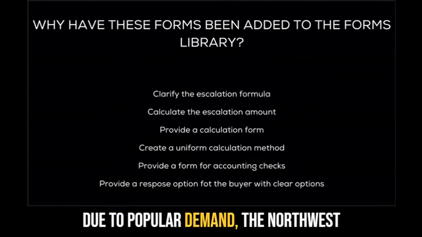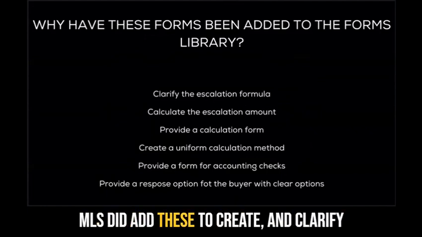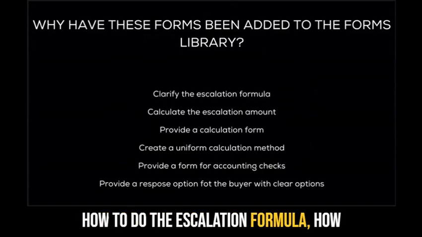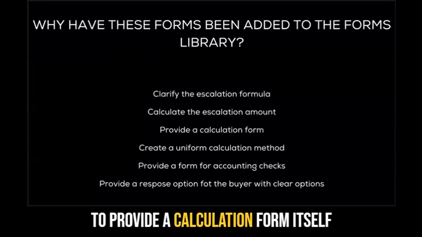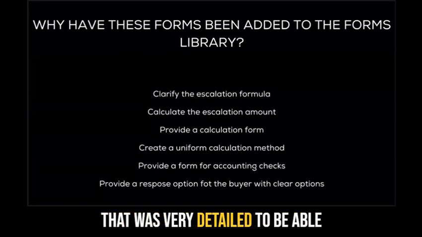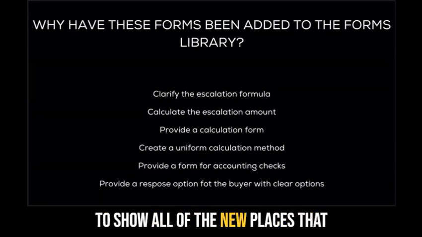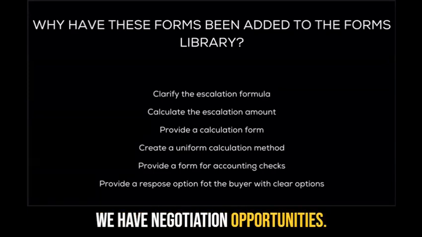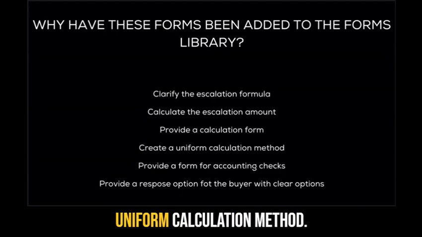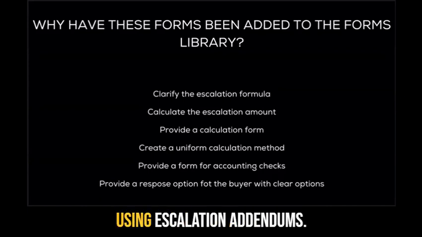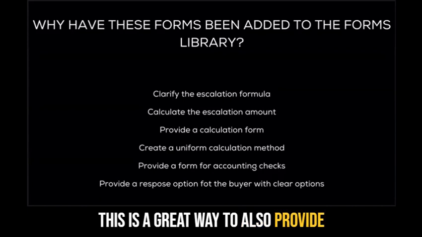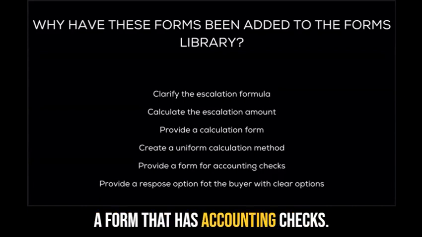So why have these forms been added to the library? Due to popular demand, the Northwest MLS added these to clarify how to do the escalation formula and how to calculate the escalated amount, and to provide a very detailed calculation form that shows all of the new places where we have negotiation opportunities. They wanted to create a uniform calculation method to create consistency across the board when agents are using escalation addendums. This is also a great way to provide a form that has accounting checks.